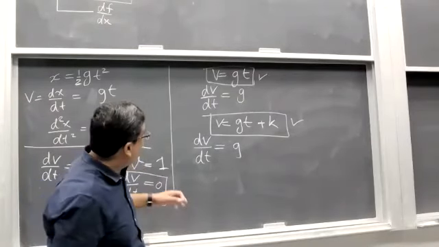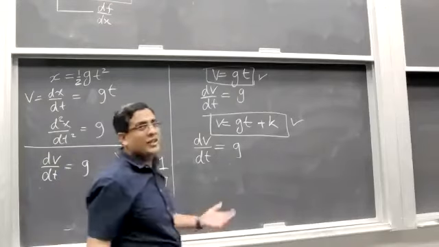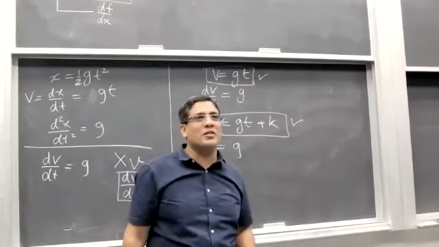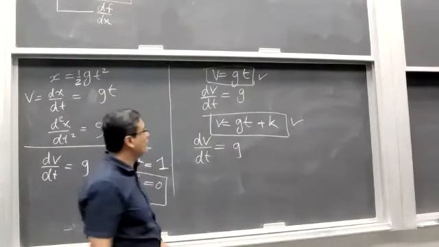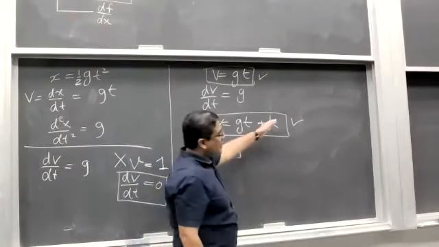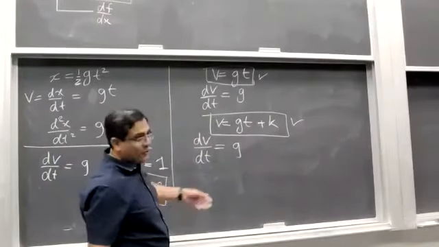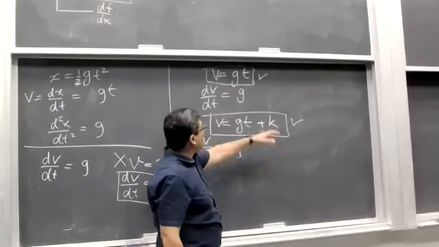Sir, don't we use C as a constant? You can use C. I mean, the choice of variables, you are not grown up enough to not worry about the conventions or the choice of the name of the variable. Okay, so you could say K, C, whatever you like. I like using K. So v is equal to gt plus K.